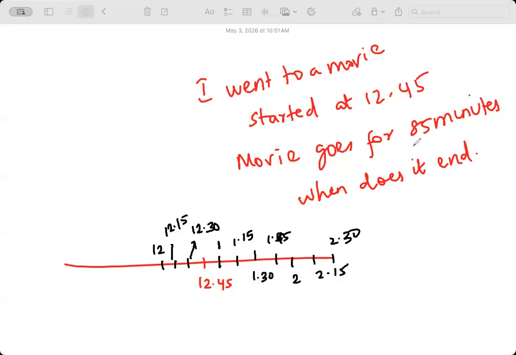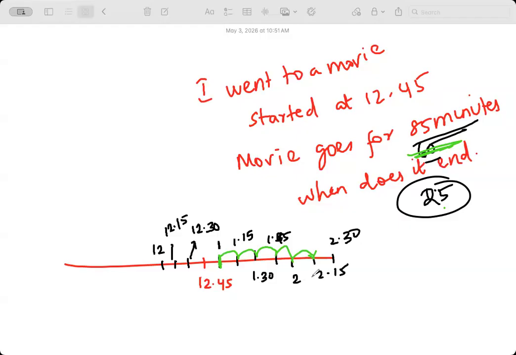Now they are asking 85 minutes. 85 minutes is a little hard. Let me subtract 1 hour. 1 hour is four 15-minute intervals, right? And after that I have 25 minutes. So four 15-minute intervals means I start from 12:45. 1, 2, 3, 4. 60 minutes is gone. I have to move by 25 minutes forward. One 15-minute interval forward is 2:15. Right?